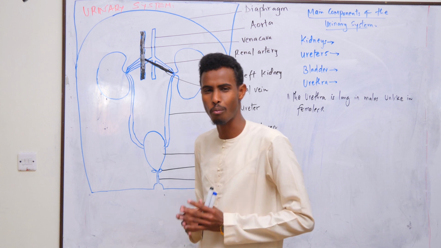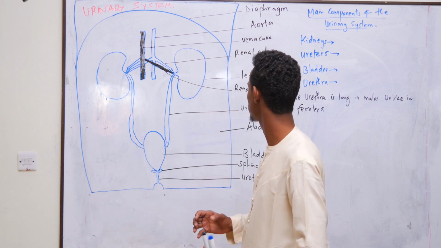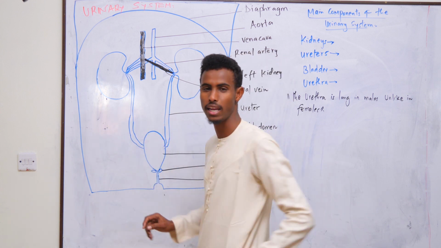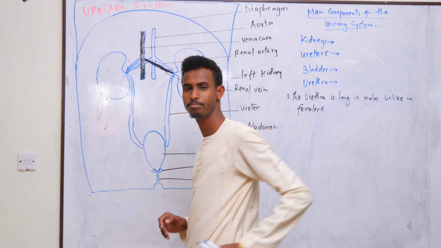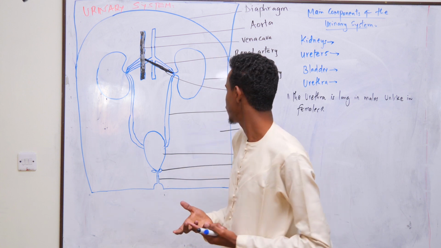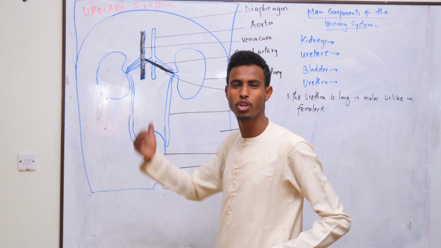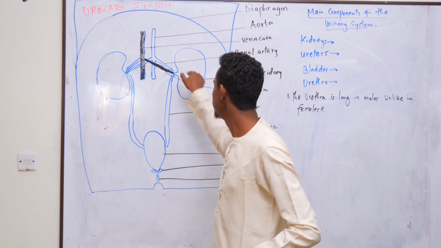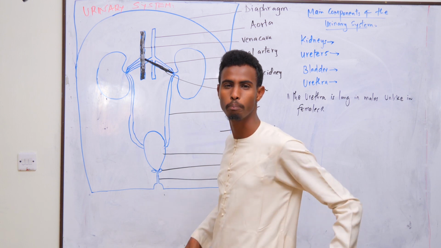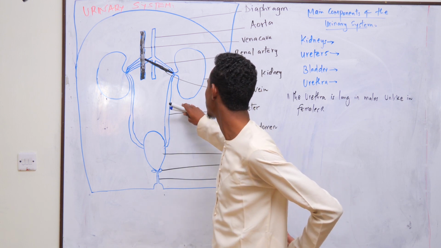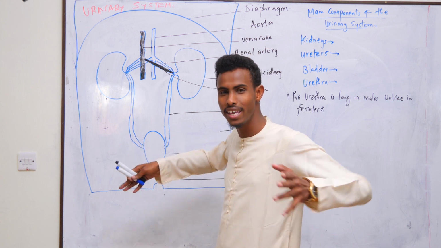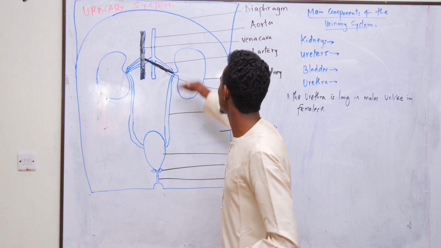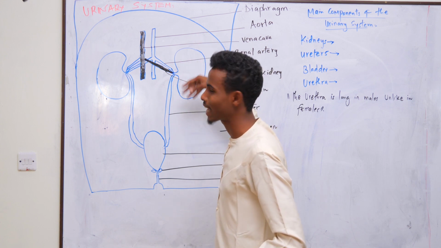Now what are the main components of the urinary system? As you can see, we have the kidneys, the two kidneys, the left kidney and the right kidney. Where are the kidneys located? The kidneys are located on the dorsal part of the lumbar region, on either side of the spine. And therefore, they are located in the dorsal cavity.